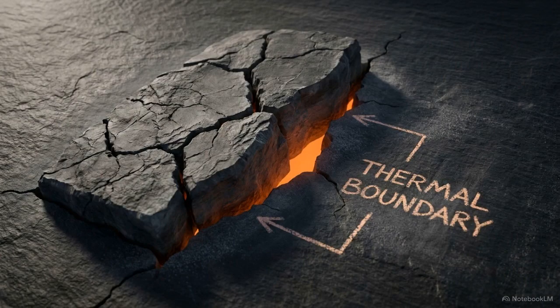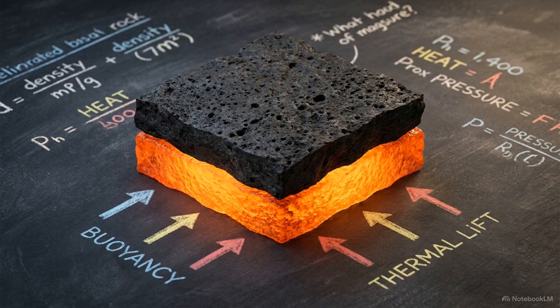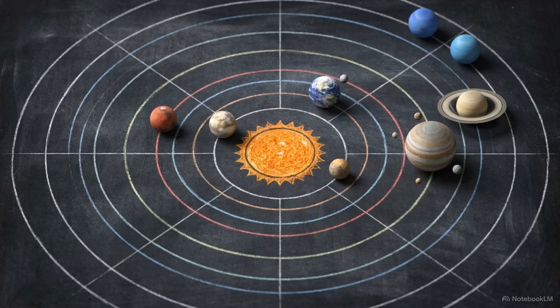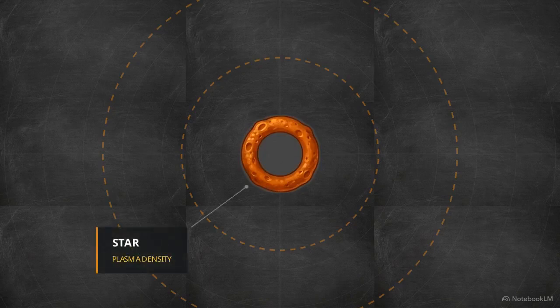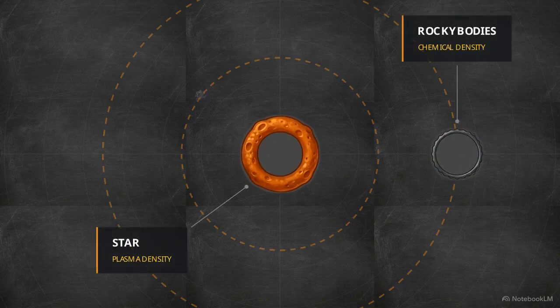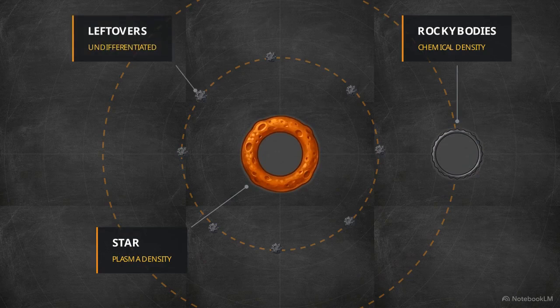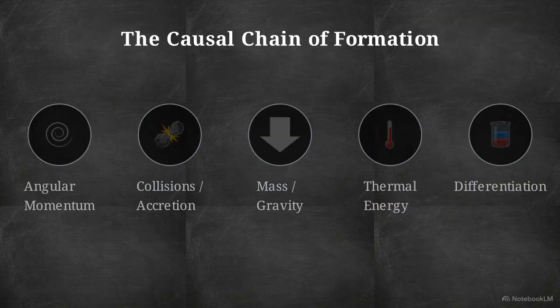The rocky crusts that characterize terrestrial planets are essentially just the lightest geochemical slag, the buoyant material that floated to the top of a once molten ocean. Evaluating the solar system as a complete mechanical model shows a consistent output: a star stratified by plasma density, rocky bodies stratified by chemical density, and undifferentiated leftovers remaining in between. A strict causal chain created this structure.